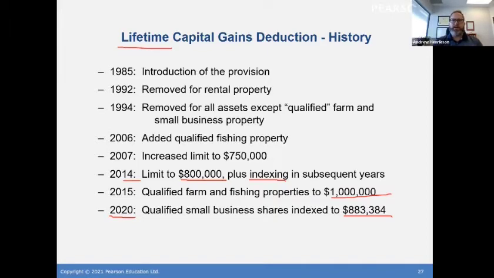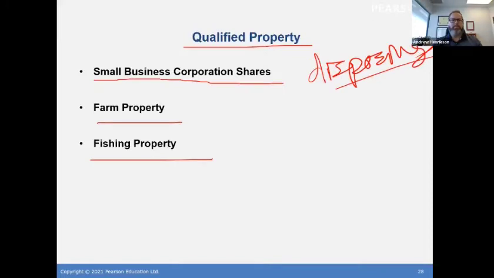This is a deduction because we show the gain as part of our income, but then we deduct it for tax purposes. When we go from net income for tax to taxable income, this guy is going to be right in the middle. The qualifying property is going to be our small business shares, farm property, or fishing property.